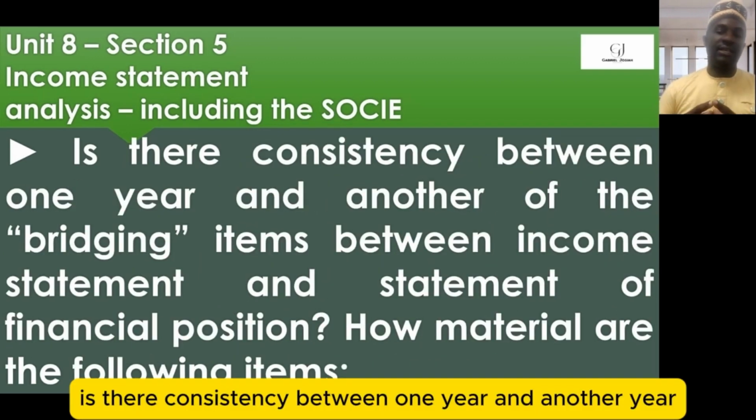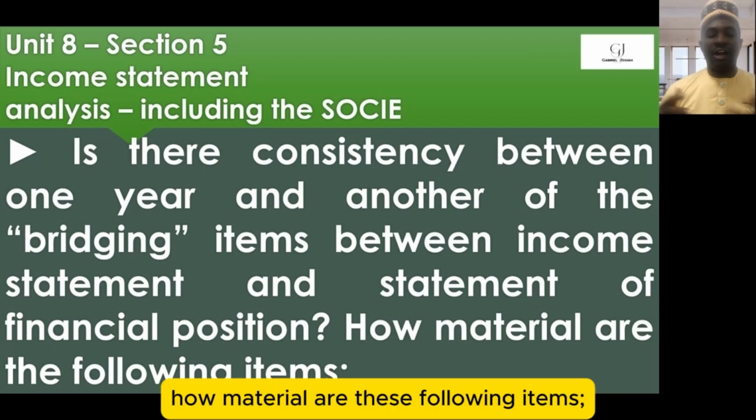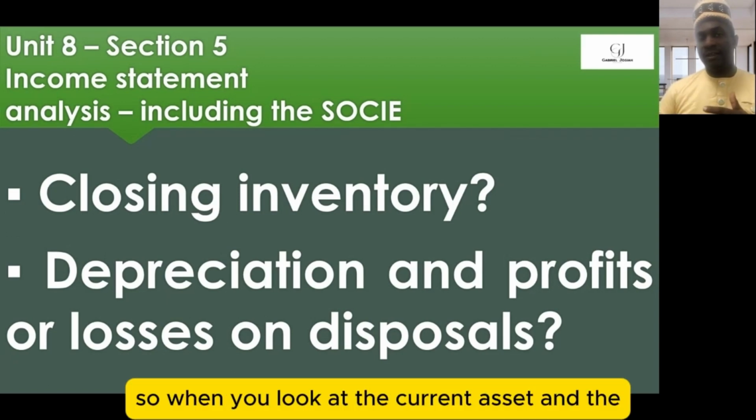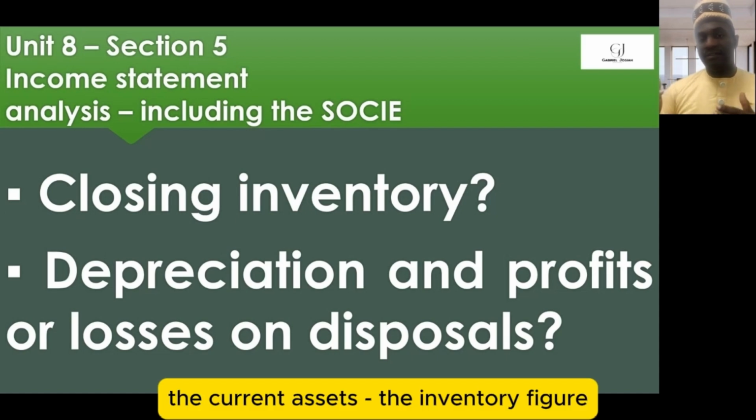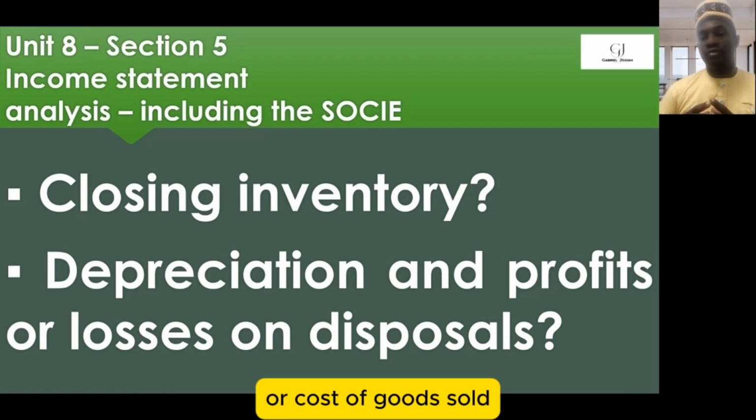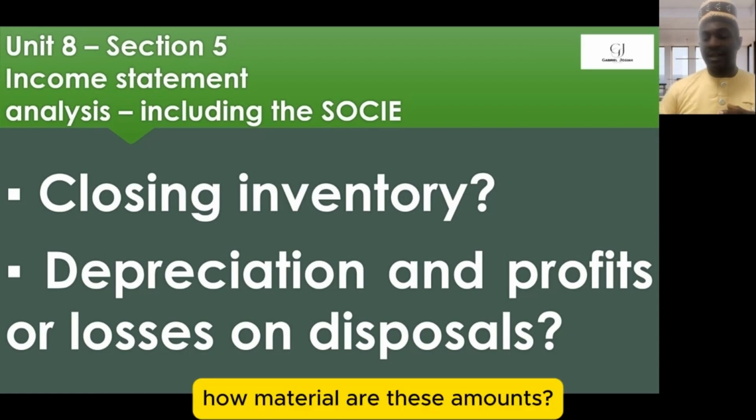Is there consistency between one year and another year of the bridging items between income statement and financial position? How material are these following items? Closing inventory. How material are they? So when you look at the current asset on the SFP, the inventory figure, how much is it? Looking at your cost of sales or cost of goods sold. The depreciation and profits or losses on disposal. How material are these amounts?